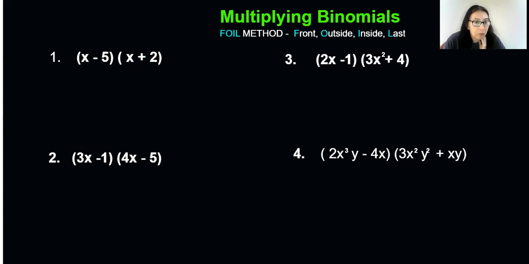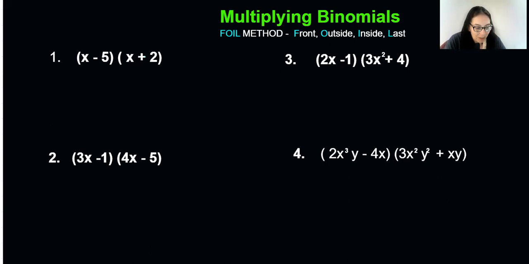Remember what binomials are? They have two terms. So I'm going to take two terms times two terms. And to do that, we use what's called the FOIL method. You multiply the front, outside, inside, last. So let's take a look at that.